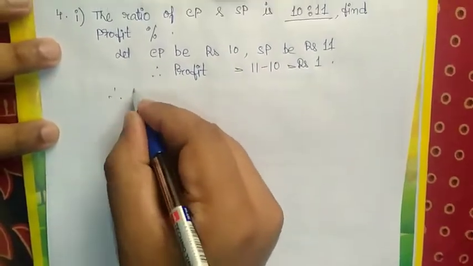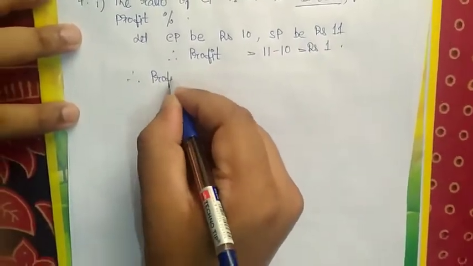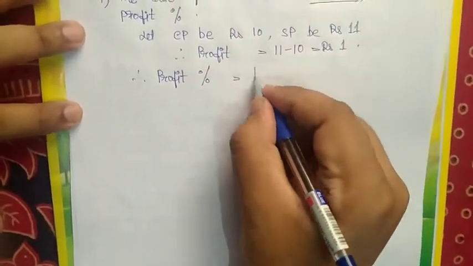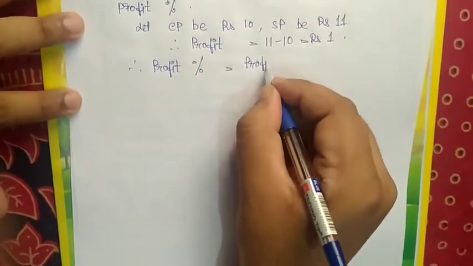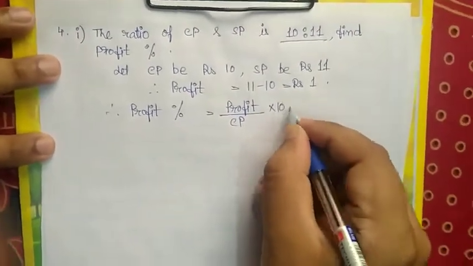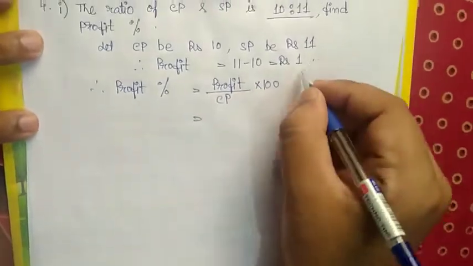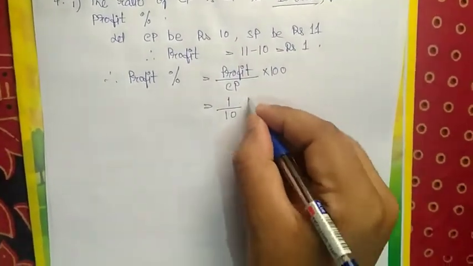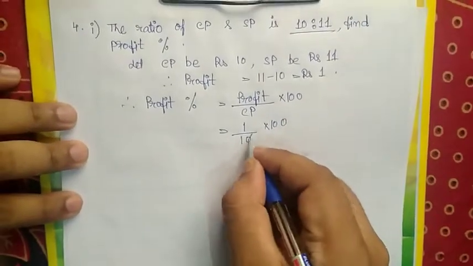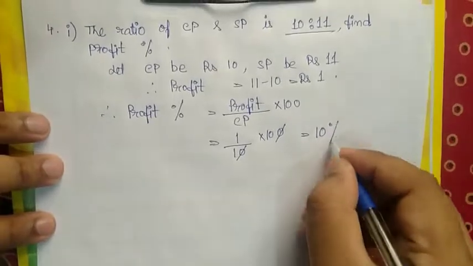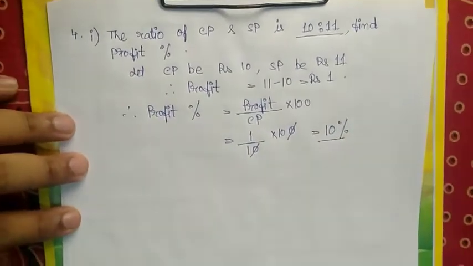So therefore profit percentage, what is the formula of profit percentage? We know profit by CP into 100. So therefore we know the profit is rupees 1, and CP is 10. So 1 by 10 into 100. Eliminating these two zeros, we get 10. So the profit percentage is 10%. This is the answer.